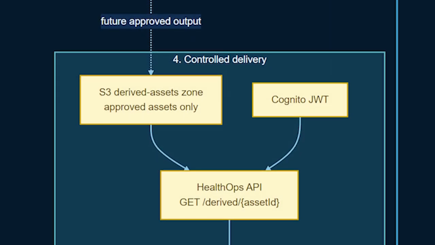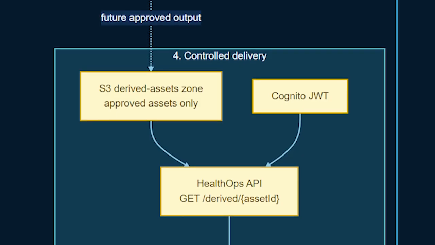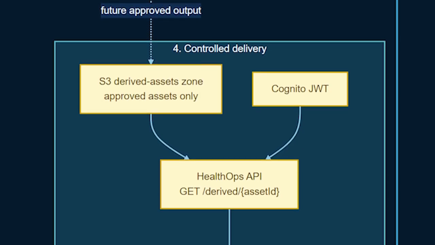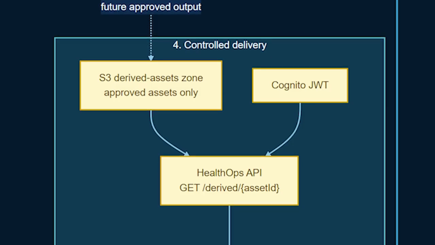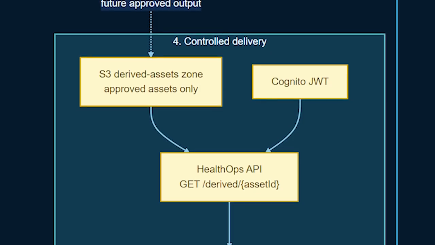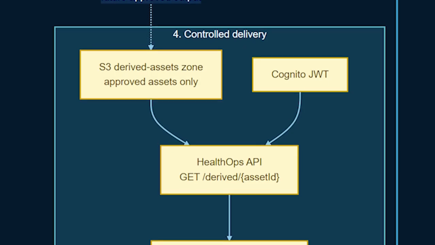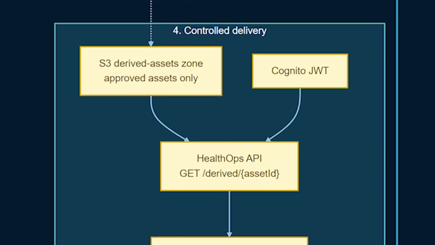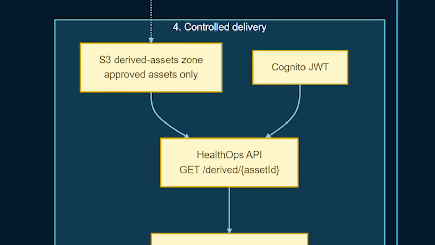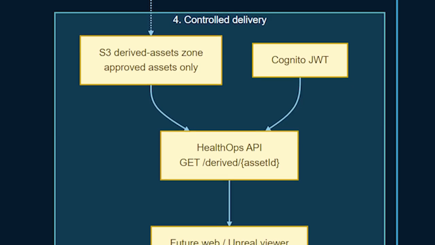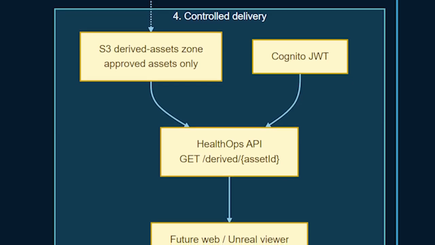Controlled delivery. S3 derived assets zone. Derived visual assets are separated from the clinical source. The viewer does not receive broad access to raw source DICOM. Cognito JWT plus HealthOps API. An authenticated user requests an approved asset through the API. The platform returns a short-lived download URL only for an allowed object.